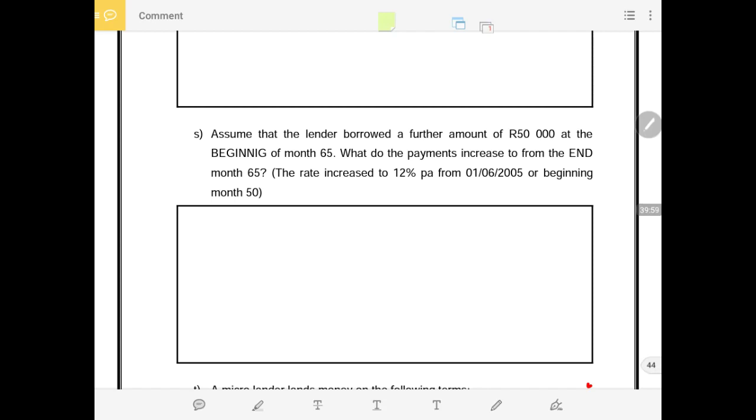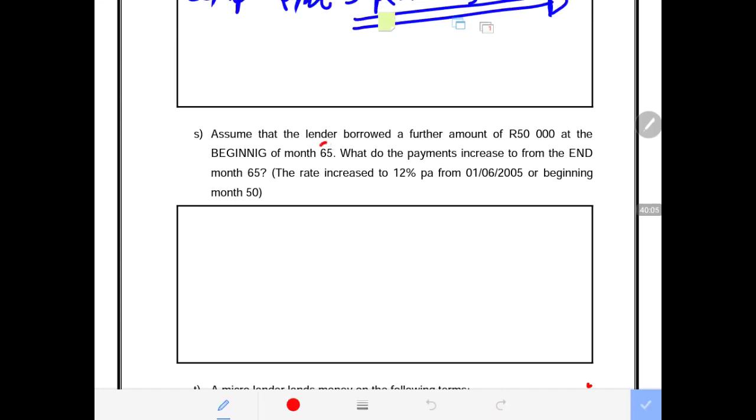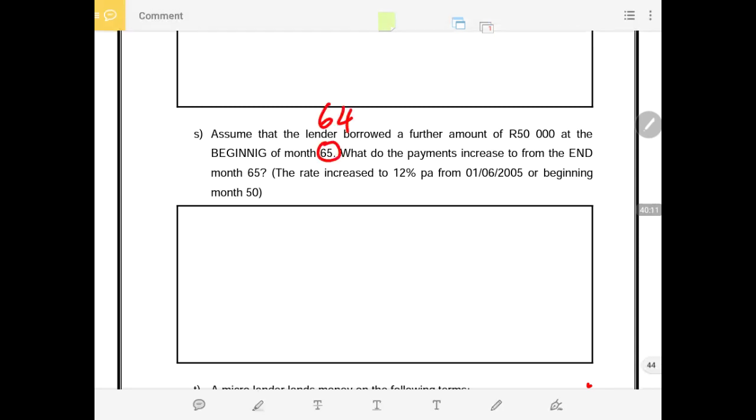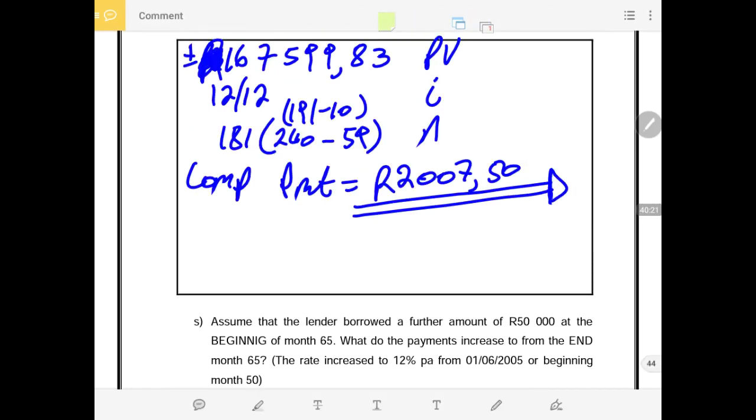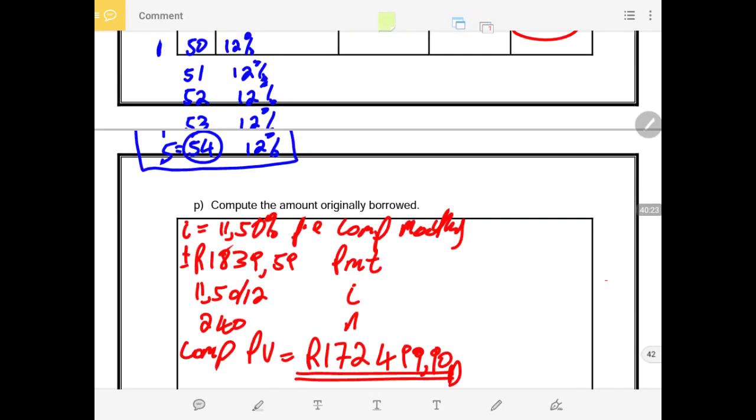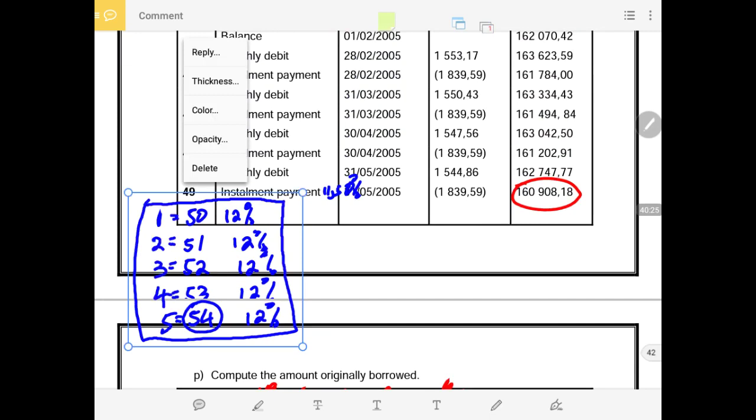What does this mean? It means we need to know the balance after the 64th payment was made. Now, remember, we are in the new period, where now the interest rate is at 12%. And we did explain this in detail, and it will be very good for me to go to the statement again now when it comes to this.